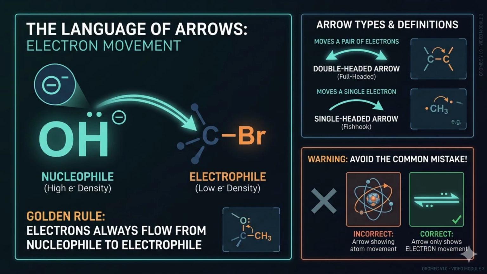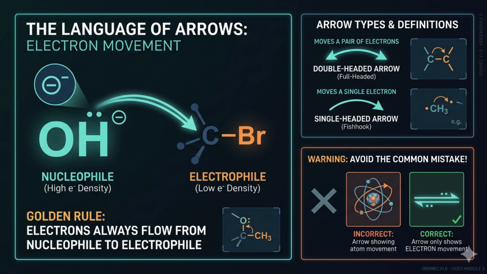In organic chemistry, we don't just draw molecules, we map out their journey. To understand how reactions actually happen, we need to master the language of arrows. Think of it as the GPS for electron movement. The nucleophile and electrophile. Look at the main stage here. On the left, we have the nucleophile, in this case, a hydroxide ion. It's electron-rich, packed with high electron density. On the right is the electrophile, like this methyl bromide. It's electron-poor, and looking for a partner.